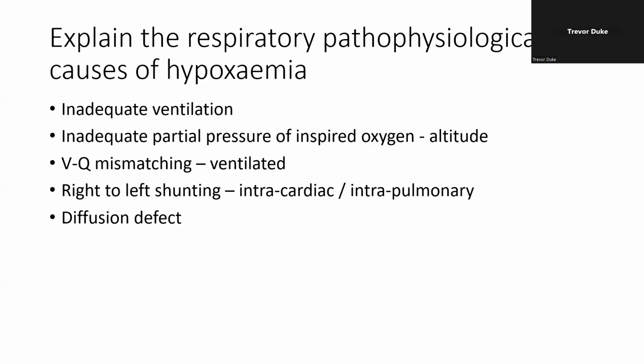So, for example, in a tetralogy of Fallot, where there is an obstruction to the pulmonary infundibulum and blood won't flow through the pulmonary artery, but it will preferentially flow back through the ventricular septal defect and out the overriding aorta, then you've got blood coming from the systemic veins that is shunted right to left through the aorta, and that is intracardiac right to left.